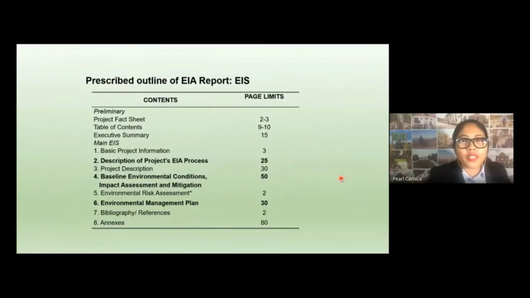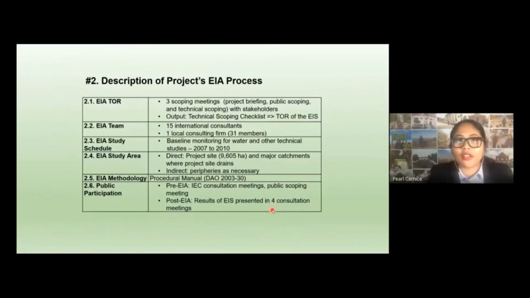So, the prescribed outline of the EIA report or the EAS. Of course, the preliminaries: they have the project fact sheet, the table of contents, the executive summary, and the main EAS, which covers basic project information, description of projects, EIA process, project description, baseline information conditions, impact assessment and mitigation, environmental risk assessment, environmental management plan, bibliography, and annexes. So this is their description. I will just scan through it.